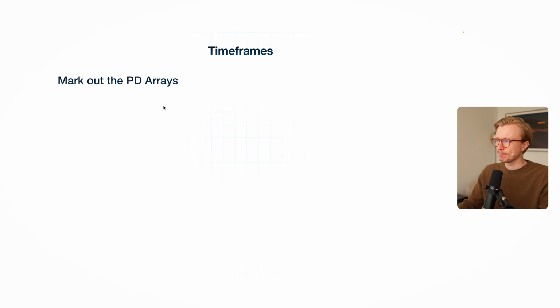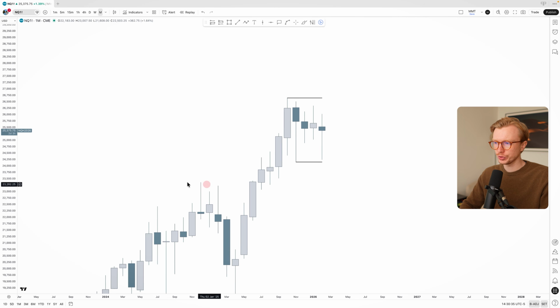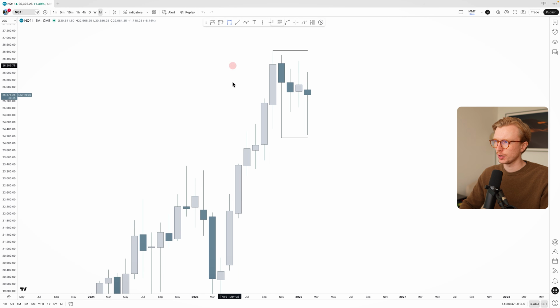No, first of all, what we want to do first is mark out the PDAs. And the first time frame that we want to do that on is the monthly time frame. If we go into the monthly time frame right here, then we see we have this swing high right there, and we also have this swing low. So these are very close to current price action. You could also, of course, mark out the fair value gap, but that's quite far at this moment in time.